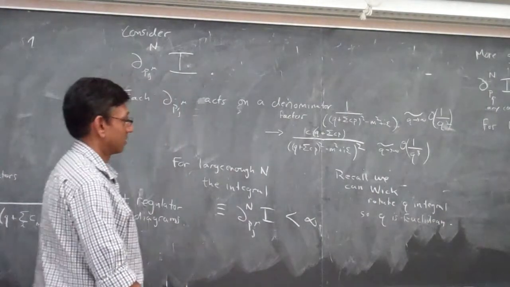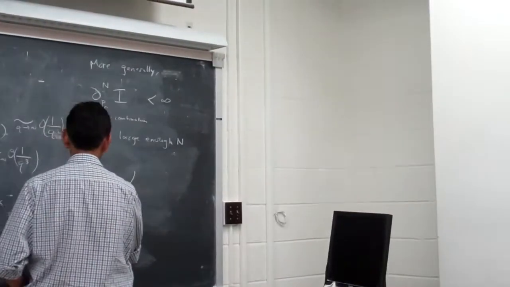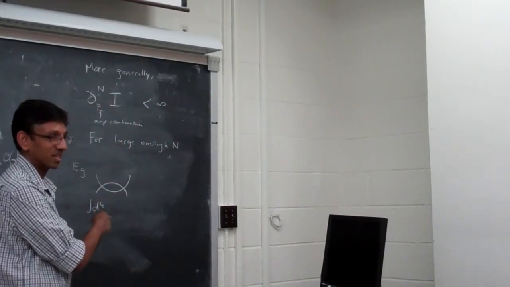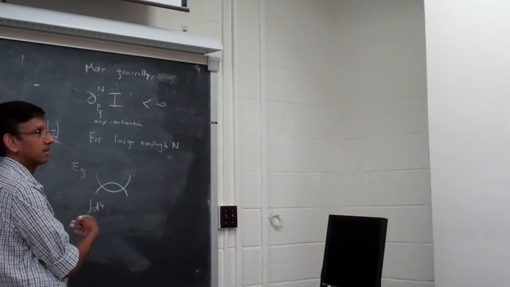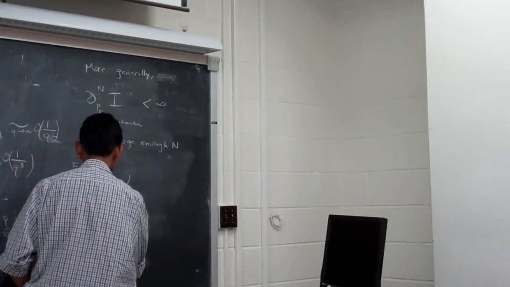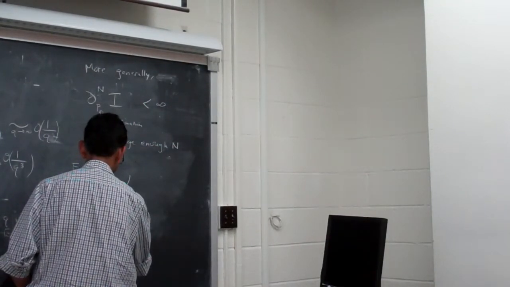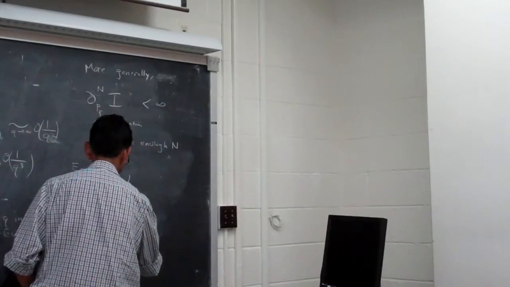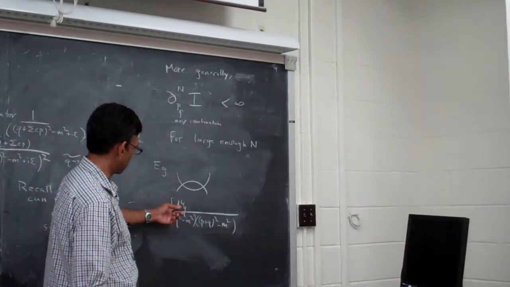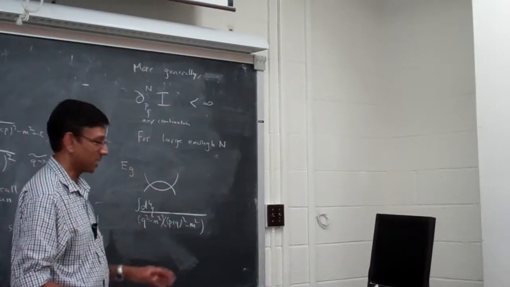So let's just write a little example. Integral d4. I'm going to do this example in a little more detail later. Right now, this looks pretty bad, because if you're going to get integral d4q over q to the fourth for large q, that's log divergent. We can write it out in many ways, and we will.